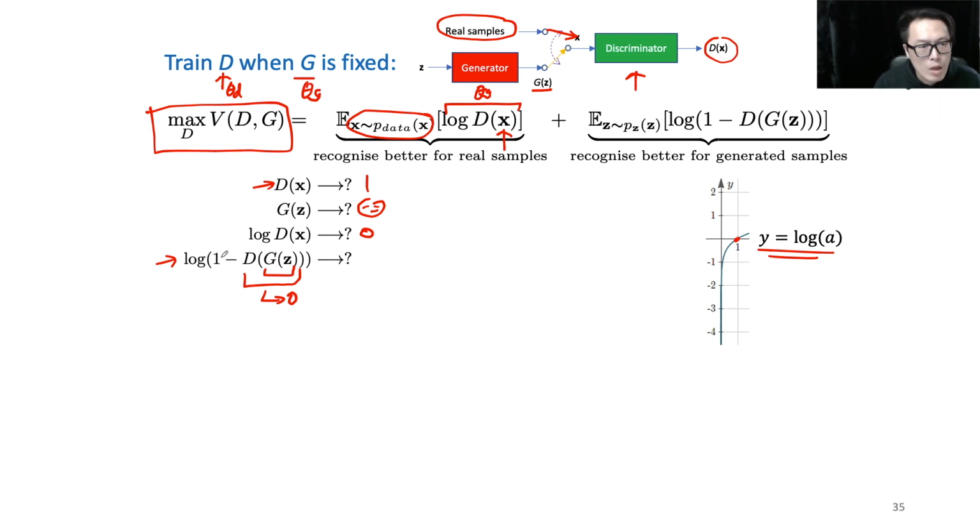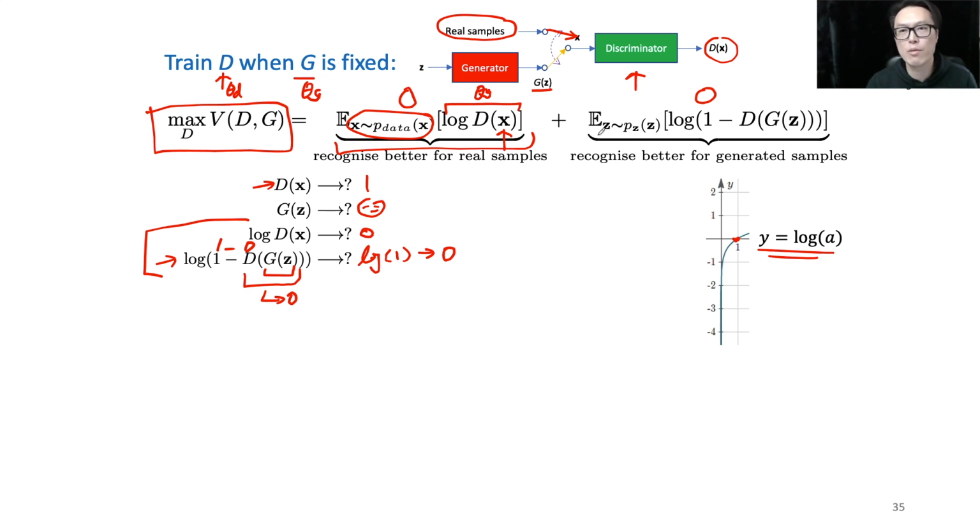So 1 minus 0, that is 1. So not 1, which will give you 0. So when the input is 1, that is this point, it will give you 0. Combining these two pieces of information, we would like to maximize, so this one will become 0, and this one will become 0. The meaning of the first term becoming 0 is that the discriminator can tell you that the sample is a real sample.